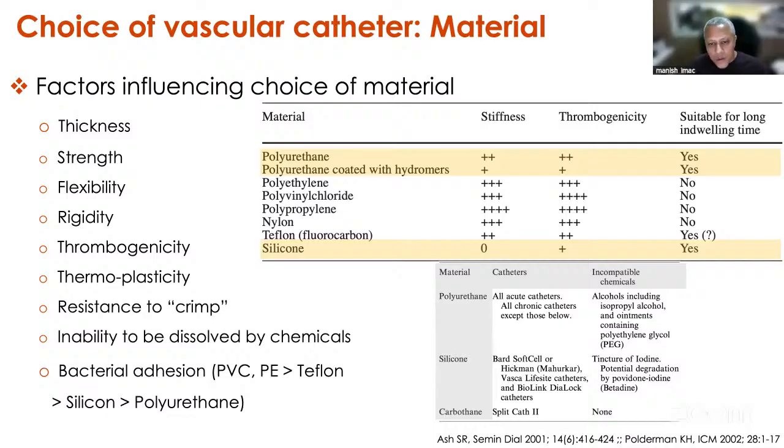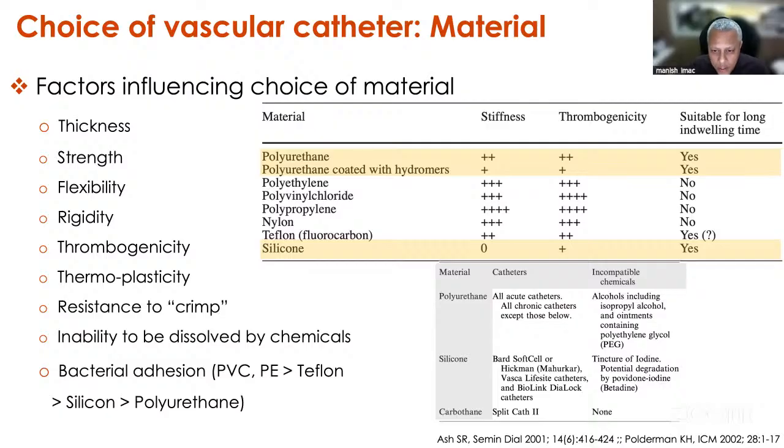And when you look into these, the two major synthetic materials that satisfy some of these criteria in terms of their stiffness, the thrombogenicity, and the suitability for indwelling catheters are polyurethane or polyurethane coated with hydromers. And most of our non-tunnel, non-cuff catheters or temporary dialysis catheters that we use are polyurethane catheters. And the other material that we commonly use are the silicone catheters. And these usually are materials that are used for tunnel dialysis catheters.